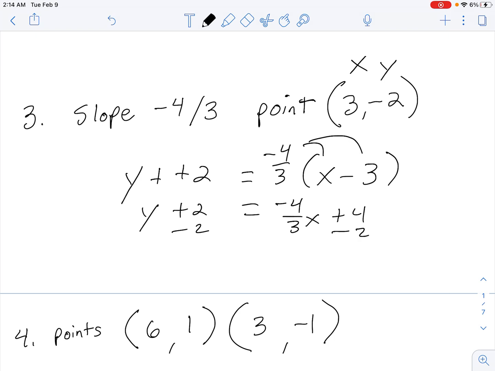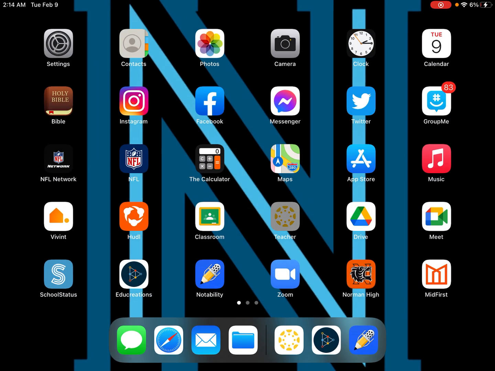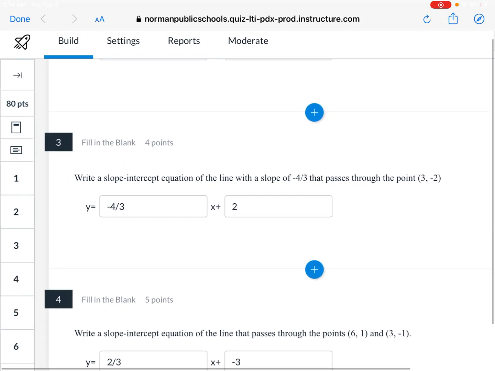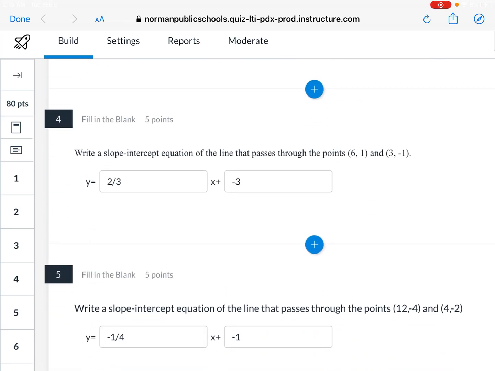Okay, drop this down. Subtract that to the other side. And you get y equals -4 over 3x and then plus 2. So -4 over 3x plus 2. And then when I go back, you can clearly see that right here is the answer on number 3. -4 over 3 is what you would type in, and then plus, and then there's your x in the middle, plus, and then 2.